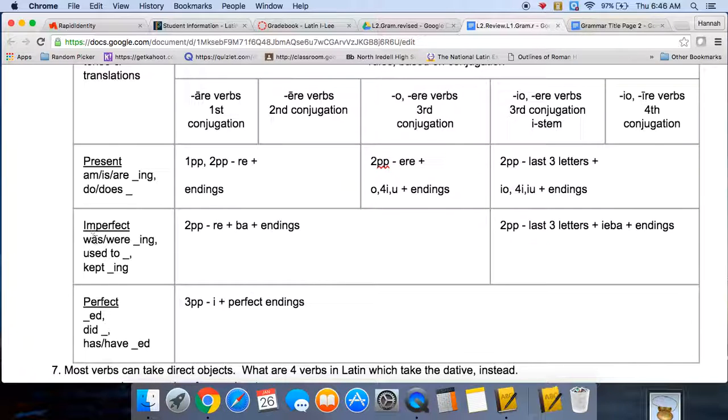Remember that BA means was, were, used to, kept. And then you're going to add the endings to identify the subject. Okay, then for the last 2 conjugations, the third I stem and fourth, you're going to take off either the ERE or the IRE. And since you took the vowels off, you're going to have to add some vowels in. These vowels are going to be I and E. So instead of ba, for these 2 sets of verbs, you're going to have EA ba with your endings.